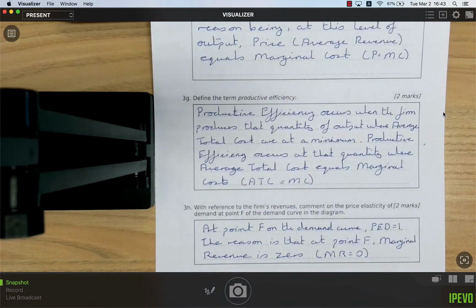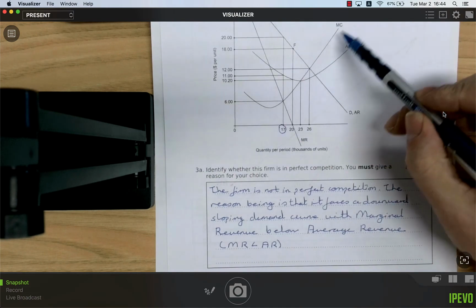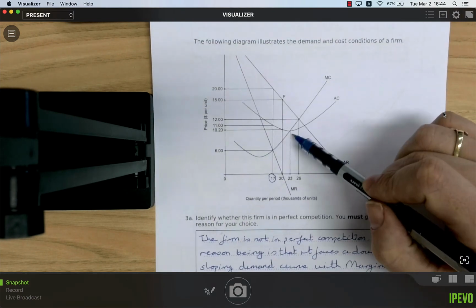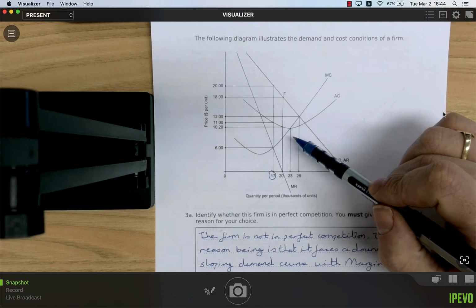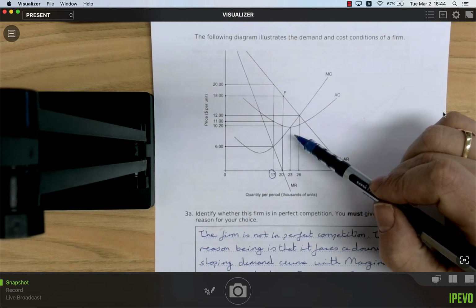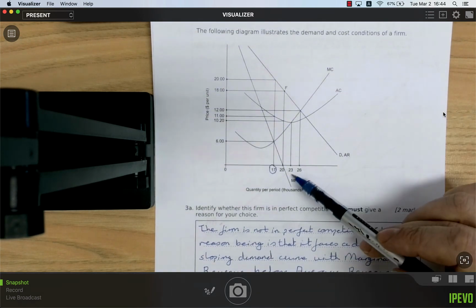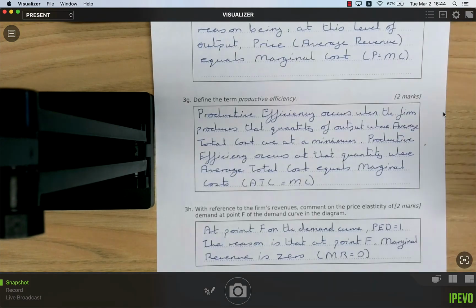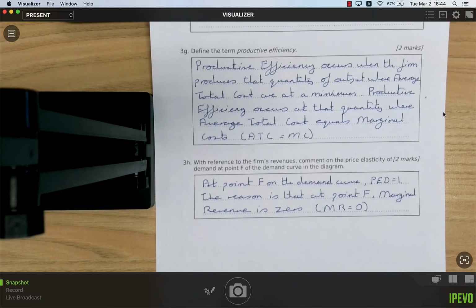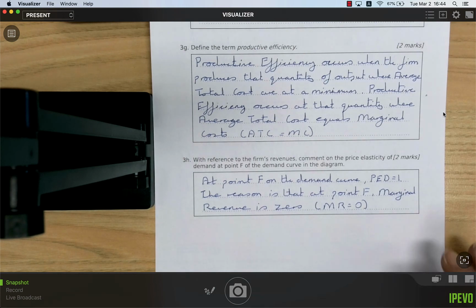So define productive efficiency. Well, productive efficiency occurs when the firm produces that quantity of output where average total costs are at a minimum. Productive efficiency occurs at that quantity where average total cost equals marginal cost. Marginal cost has to cross the average cost curve at its minimum point. It's a mathematical necessity. It has to happen by how these things are defined. So therefore, that's the minimum point of the average cost curve, and 23,000 is the quantity that occurs at the minimum point of the average cost curve. Now, again, we'll come to this. I do believe I've already said this, certainly in other videos, and I believe in this one, but we'll come to it now anyway.